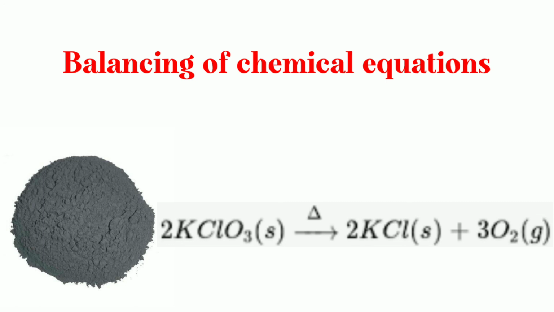The conditions of temperature and pressure at which the reaction takes place can also be indicated in an equation by writing their values above or below the arrow sign in the equation.